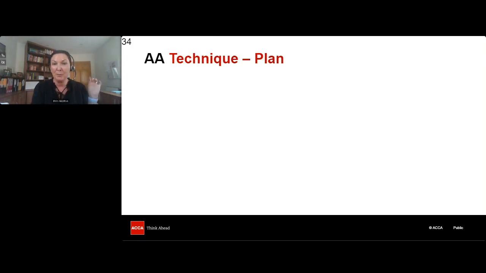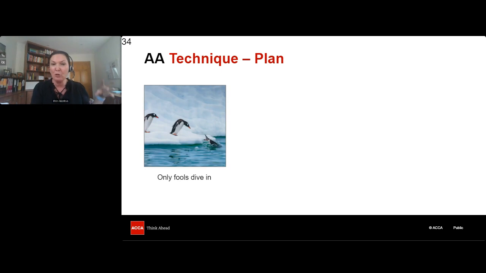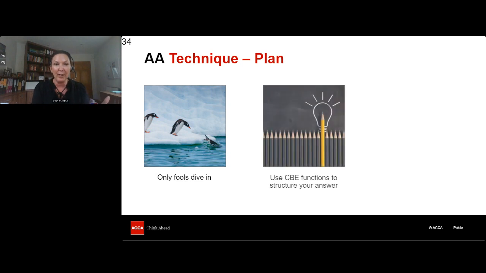So in terms of planning, as I've mentioned before, don't just dive into your answers and not think about the structure. Make sure that you are being more methodical with the way that you're answering each area, and use those CBE functions that you have in your system to help you structure. You have the highlights so that you can highlight elements of the text. You have the copy and paste function, so you can copy and paste elements into your answer that you can then develop, and that saves you lots of time typing, and helps you form a nice skeleton plan.